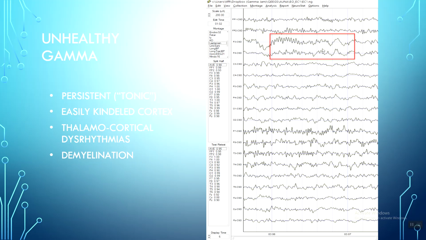Demyelination, of course, is the breakdown then of the oligodendrocyte glial cells that create the myelin sheath that runs along the axon. And that can create, depending on where you see it, different types of disorders. This gamma that you're seeing there, that is the gamma of an easily kindled cortex. And so an easily kindled cortex is like an irritated cortex. And an irritated cortex may be inflamed, in which case you might see beta as well.